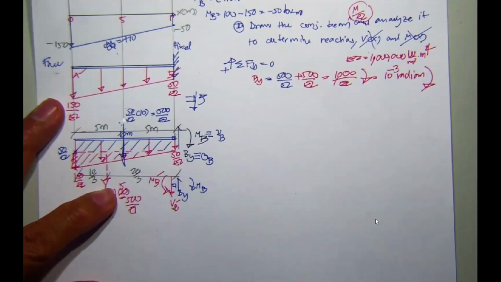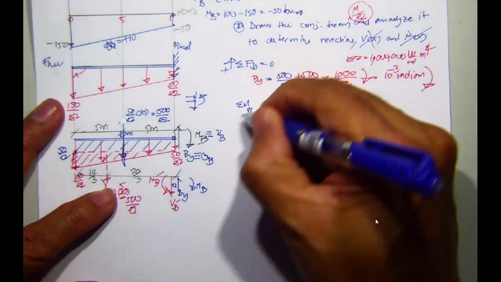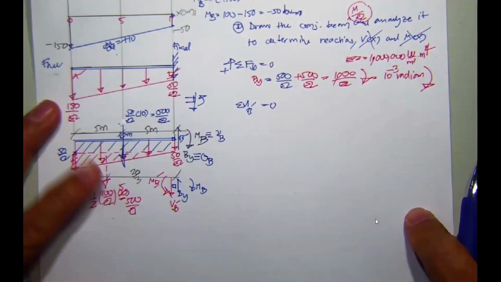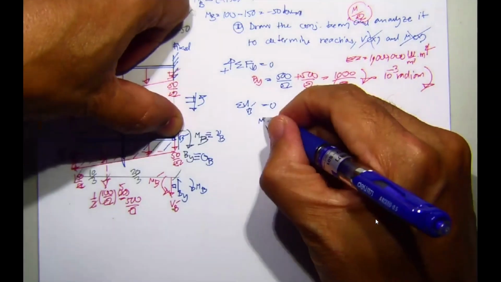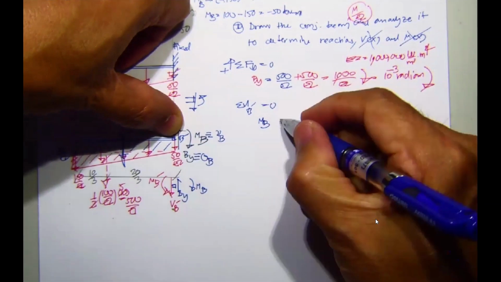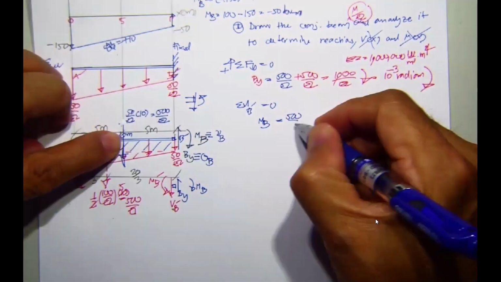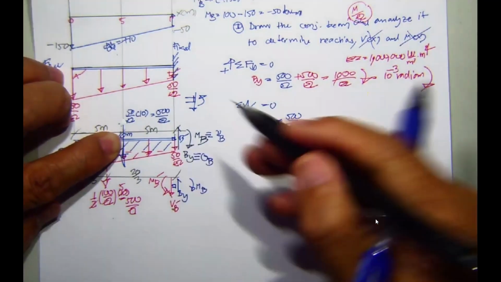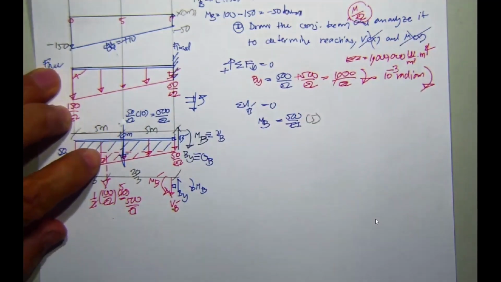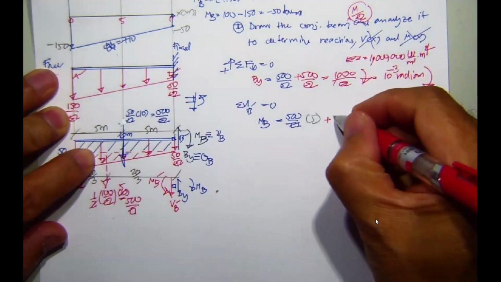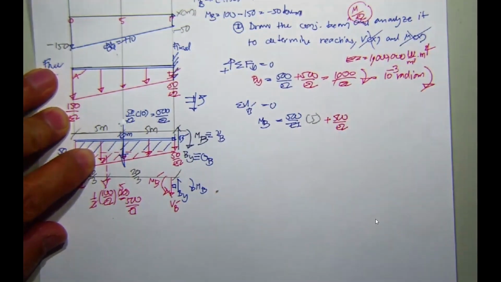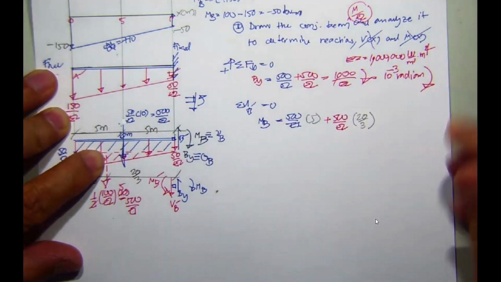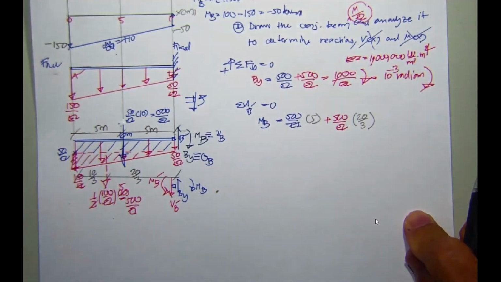Now, summation of the moment about B prime equal to 0. Take the moment over here. We have M sub B rotating in this direction equal to 500 over EI times 5 meters. And then you also have this one in the opposite direction plus 500 over EI, and the distance from here to here is 20 divided by 3. And then you should get the result.